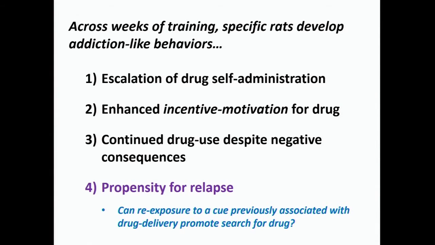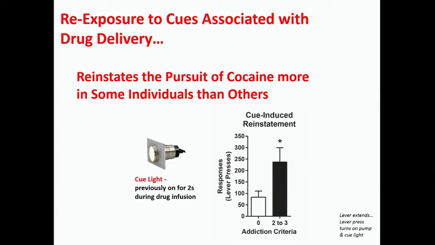As you might expect, re-exposure to the cue also reinstates this pursuit of drug. Here's that cue light again. Remember, it was previously on during the drug infusions. On this day, we're just turning on the cue light and seeing what happens in terms of lever presses. And again, you have your zero criteria rats compared to your 2 to 3 criteria rats. What you can see is these addicted rats show much more responding for a drug when just shown that cue light. So the cue is causing them to relapse compared to rats that didn't show these addiction criteria.